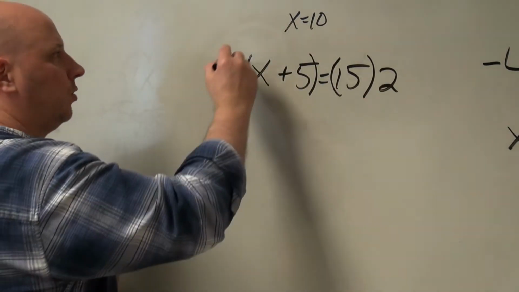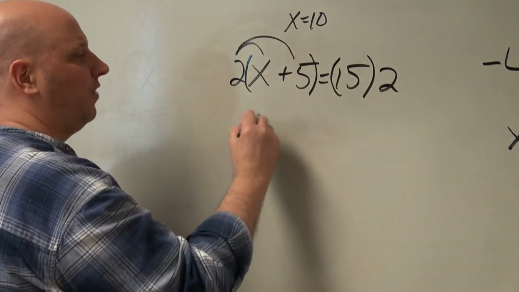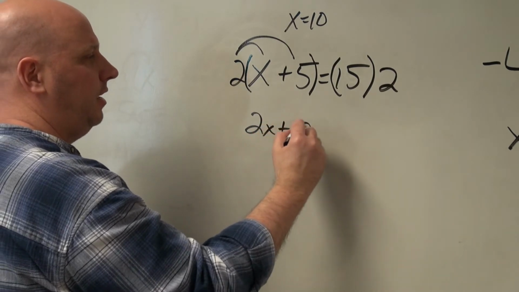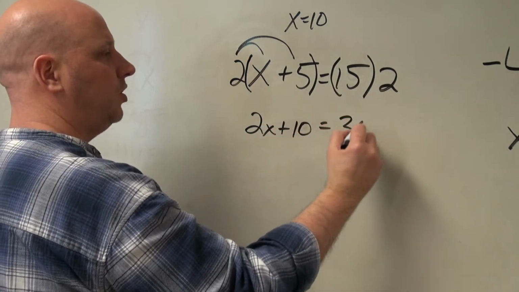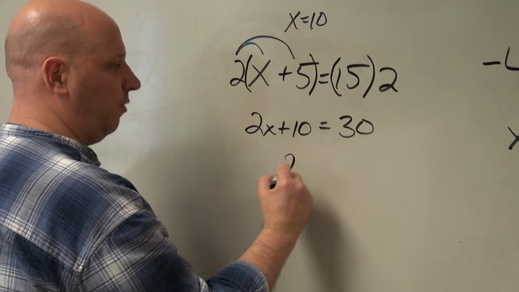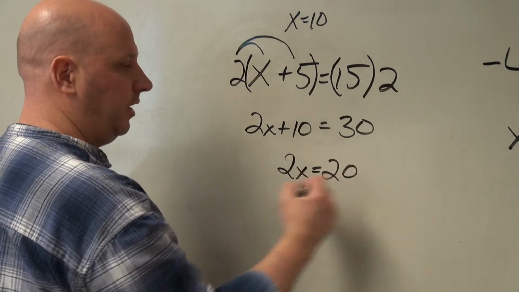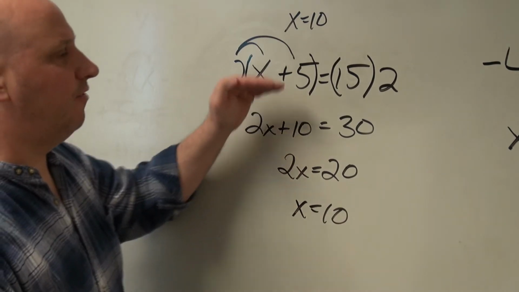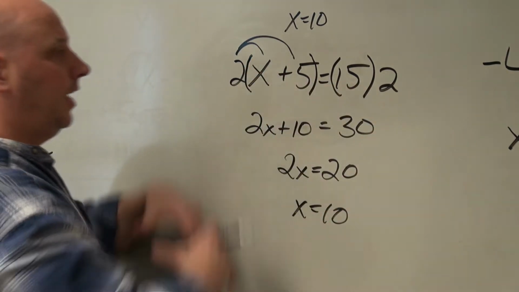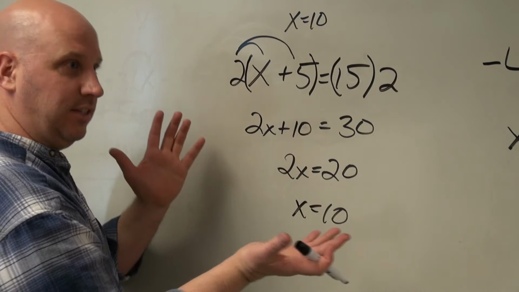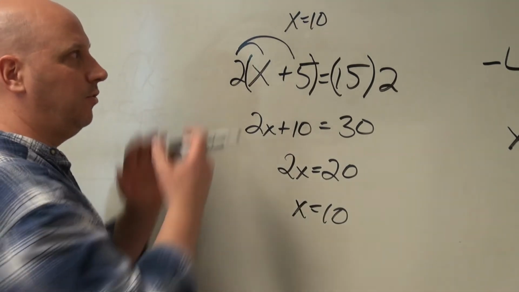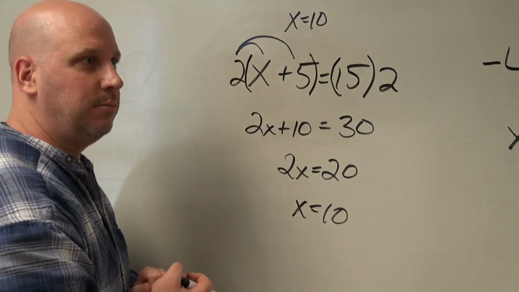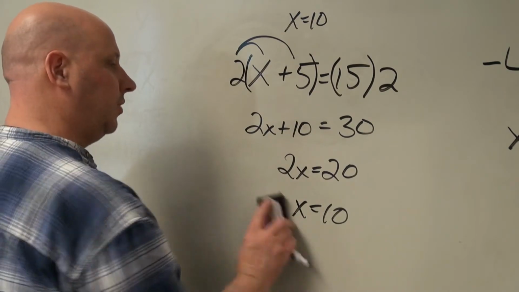So I do 2 times x, 2 times 5. I have 2x plus 10 is equal to 2 times 15, which is 30. Okay. Subtract 10 from both sides, 2x is 20. Divide by 2, x is still 10. Because I multiplied every single term by the same thing, it's still balanced. It doesn't change the variable. Okay, make sense? Yep. Cool.